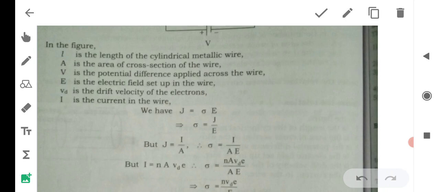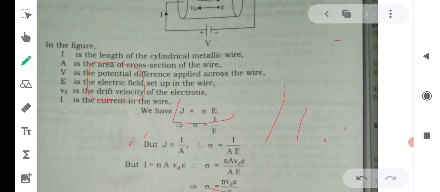Students, we just proved that J equal to sigma into E, and sigma equal to J divided by E. But J means current per unit area, current density, denoted as I divided by A. So sigma equal to this J value substituted here, I divided by A into E.